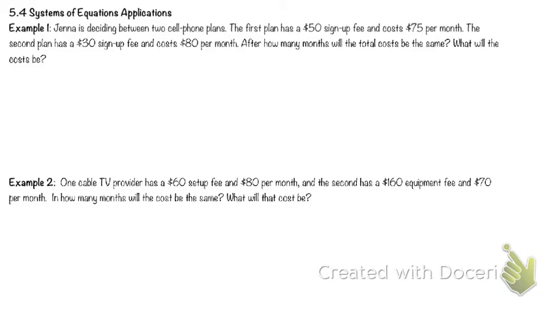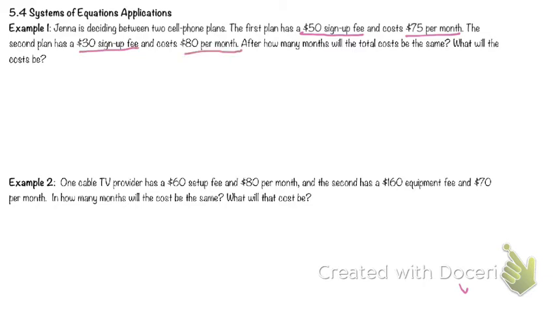So, how many equations have we been using this whole chapter per problem? Two. How many equations do you think we're probably going to make? Two. Okay, so what's a good first thing we always do for word problems? Underline key information. Does anyone have a piece of information they think is key information? All the numbers. $50 sign-up fee, $75 per month, $30 sign-up fee, $80 per month.